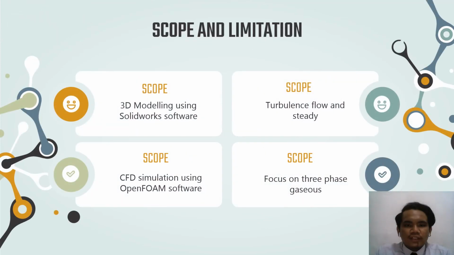Scope and limitation. Firstly, the project scope is to draw 3D models using SolidWorks software to construct the numerical model. The scope also includes the CFD simulation using OpenFOAM software so the evaluation of fluid flow can be performed. Next, the turbulent flow and steady mixing inside the horizontal tube furnace. Moreover, the project also focuses on three-phase gases only, which are methane, ammonia, and nitrogen.